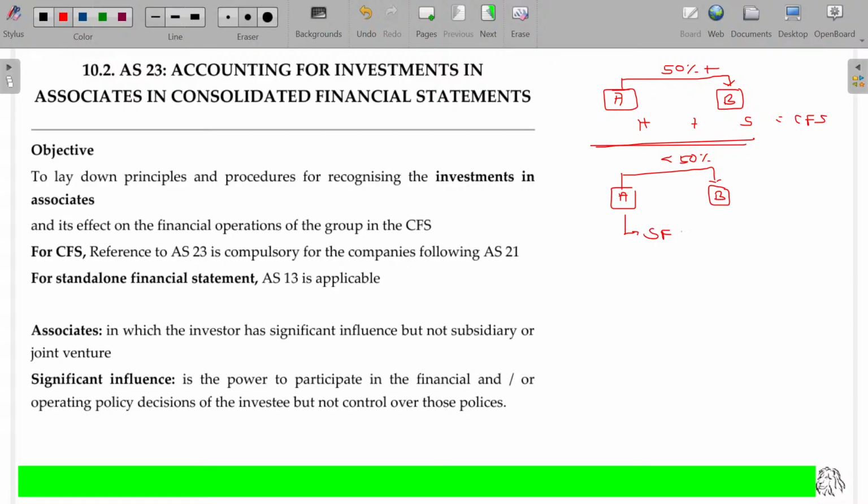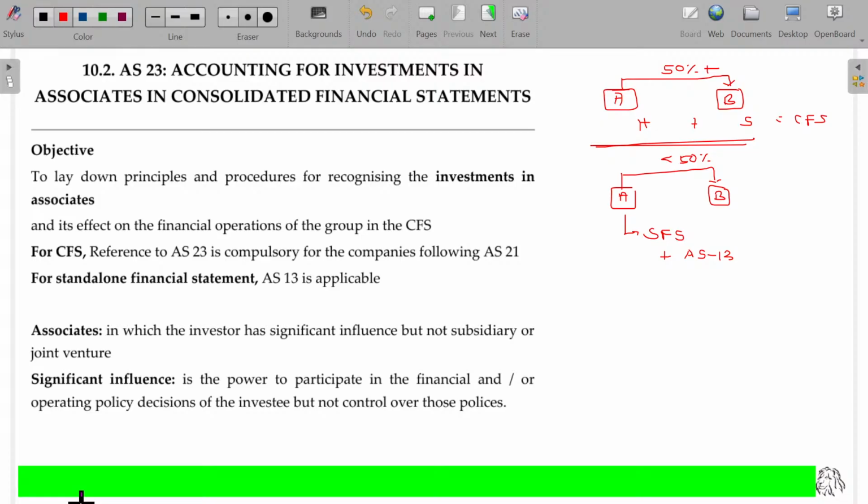In the separate financial statement, the amount invested in B is included on the asset side and named as investment, as per AS number 13 provision. So I'll finish off AS number 23, then directly go for 27, then we'll jump to AS 13. All the four components will be similar.